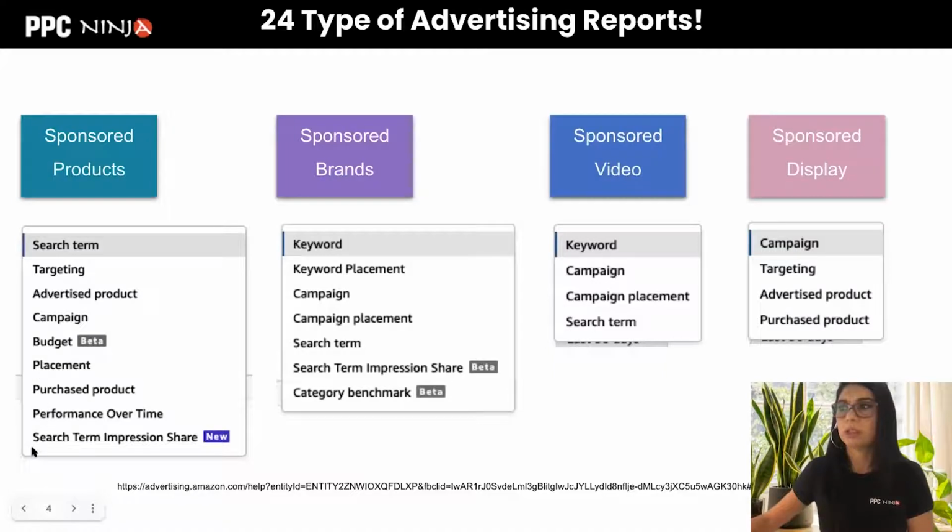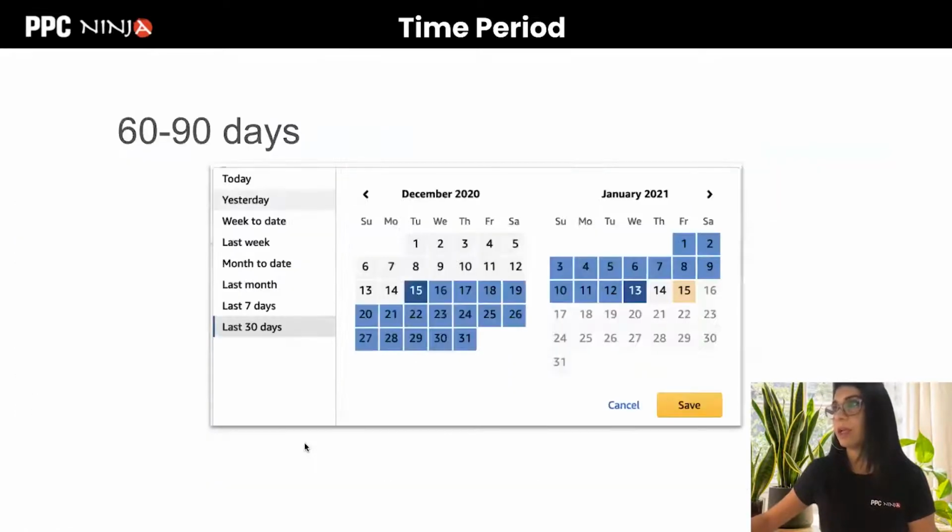And then you have a few others like search term impression share, budget, and so on. So today I'm going to actually talk about the budget report, the search term impression share report, and then this new report under sponsored brands called category benchmark. So those are the 3 absolute new ones that have come out. You can almost see some of them are beta, some of them marked as new. So we'll get into that.